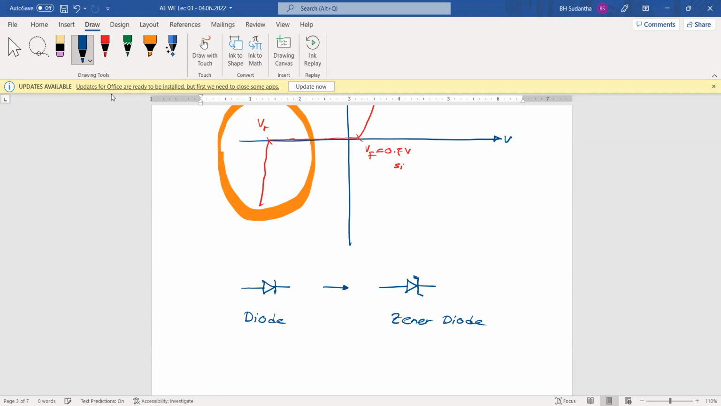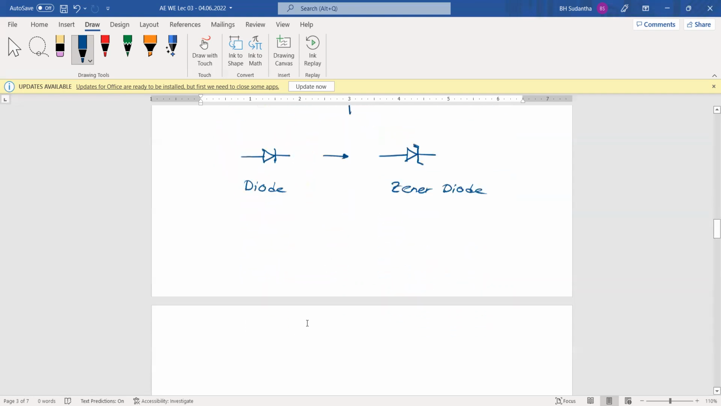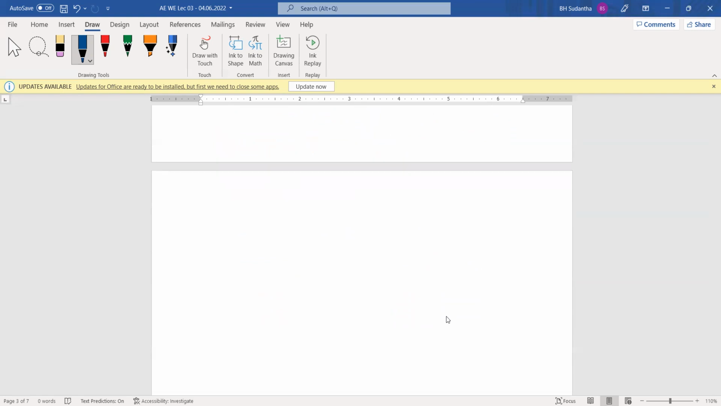Okay. Then how can we use the Zener diode? With this, we can draw a different characteristic curve. This is the voltage axis, and this is our current axis. And the Zener diode also behaves like a normal diode.